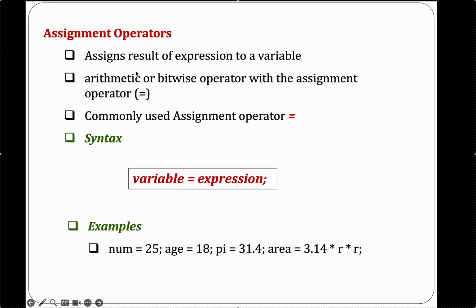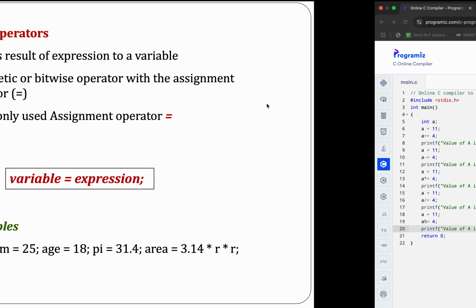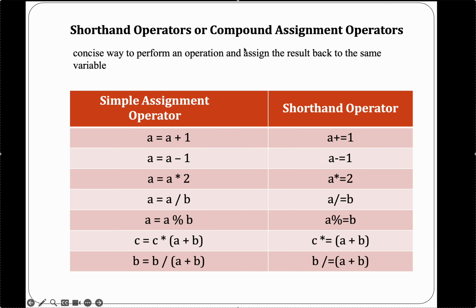But look at the second point carefully. Either an arithmetic operator or a bitwise operator can be combined with the assignment operator. That is called compound assignment or shorthand operators. Normally, compound assignment means the assignment operator combined with another operator. Either we can combine a bitwise operator or an arithmetic operator with the assignment operator.